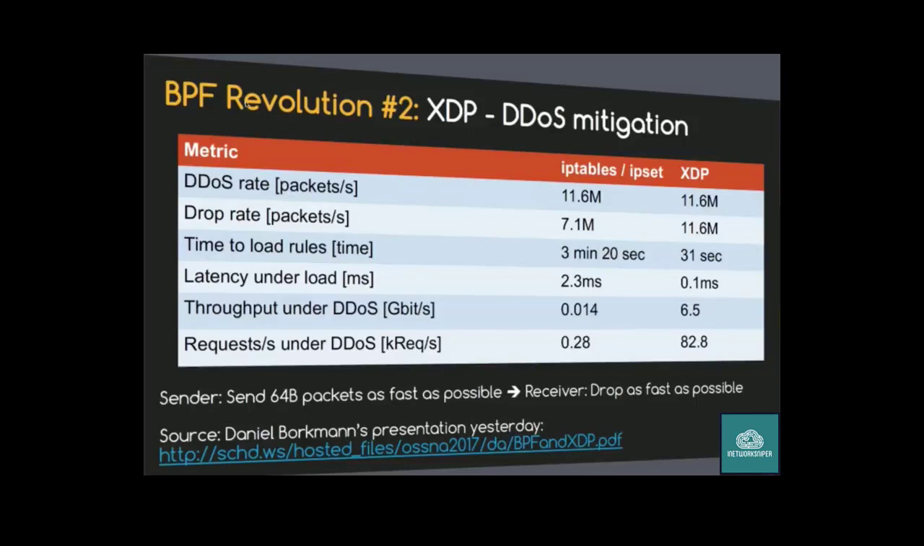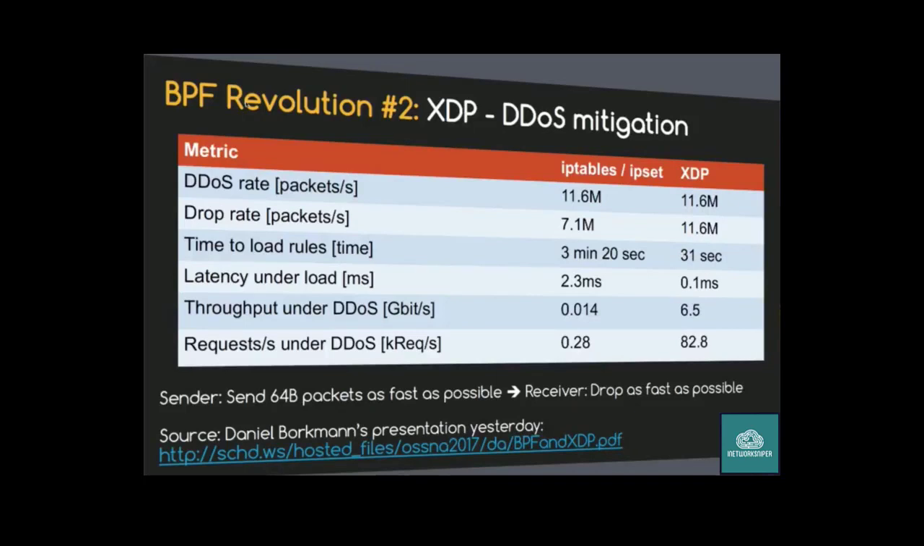So let's look at the numbers real quick. For all the details, Daniel has shared his presentation, and you can look into the details. We also have a demo recording where you can see the actual video, how this happens. But let's look into the numbers. The sender is able to generate 11.6 million packets per second. If you're using IPset, we can actually only ever drop 7.1 million packets per second. So all the resources on the machine are not enough to even drop all of these packets. With XDP, we can easily drop all of these packets.